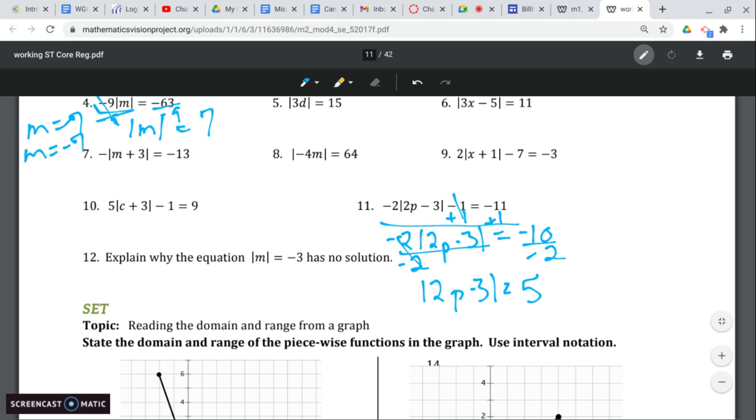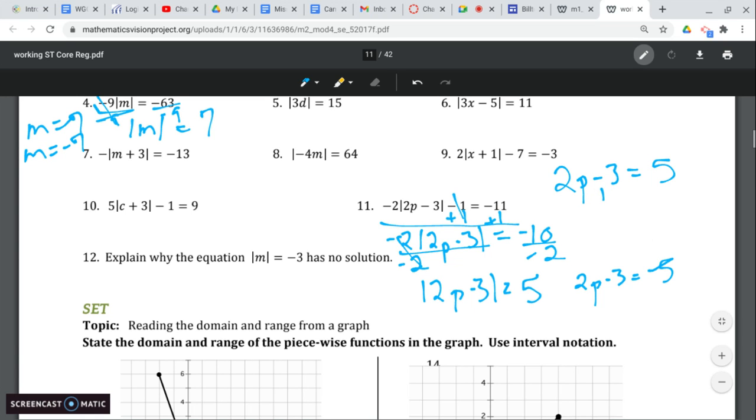Now is where we split it into the two equations. So we're going to have 2p minus 3 equals 5 and 2p minus 3 equals negative 5. So always changing what it equals, both positive and negative. So now we solve these.